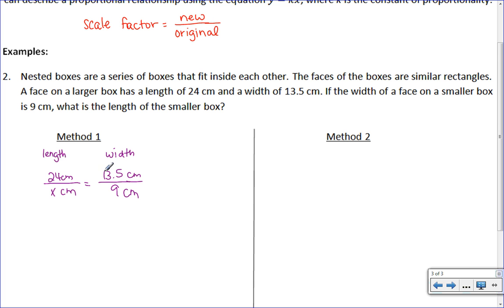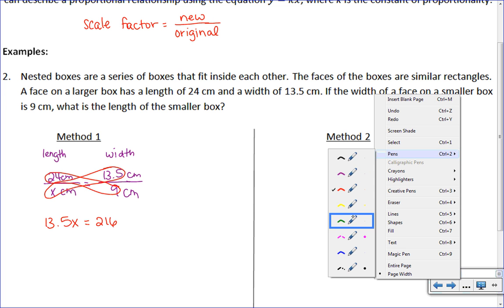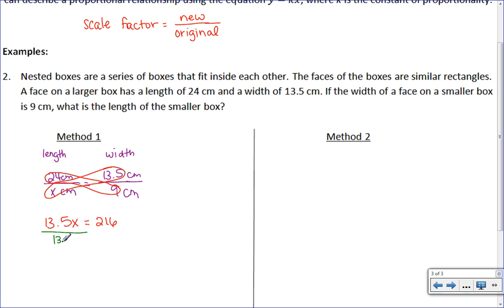Okay, so then we'll go ahead and use our cross products again. So x times 13.5 is 13.5x. And then 9 times 24 is 216. And then we'll divide both sides by 13.5. X is equal to 16. And our units are in centimeters, so this will also be in centimeters.